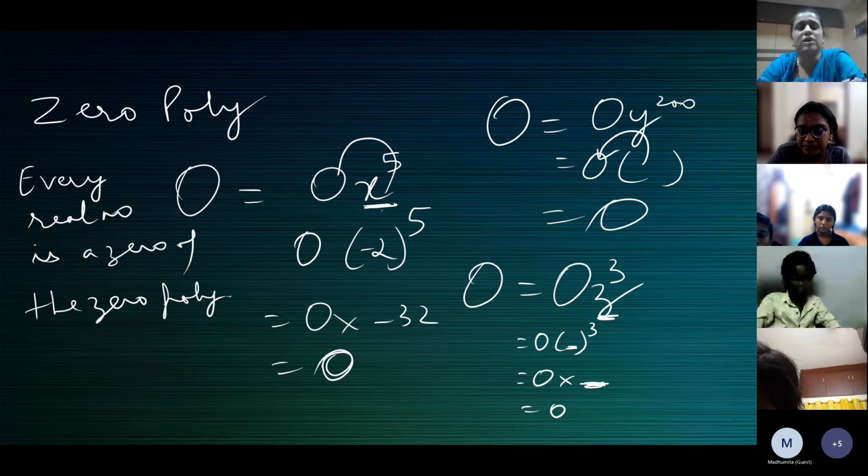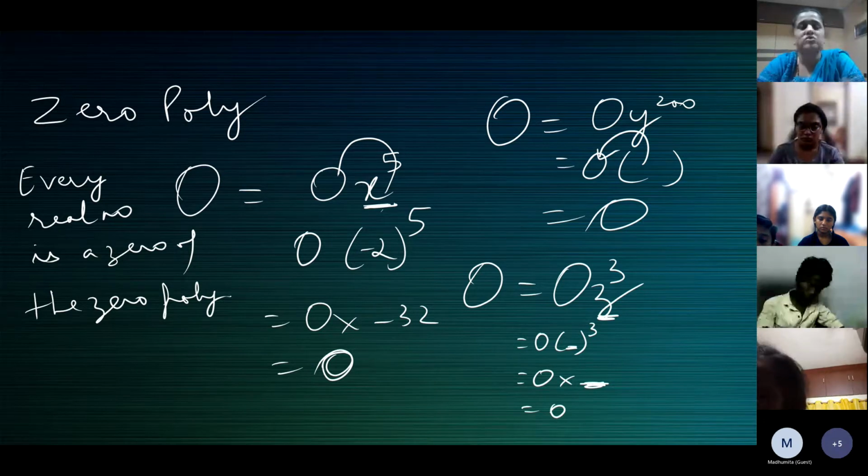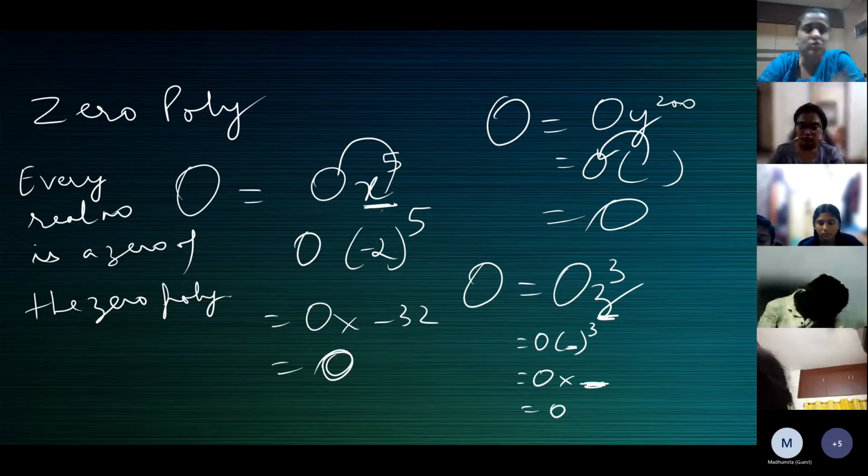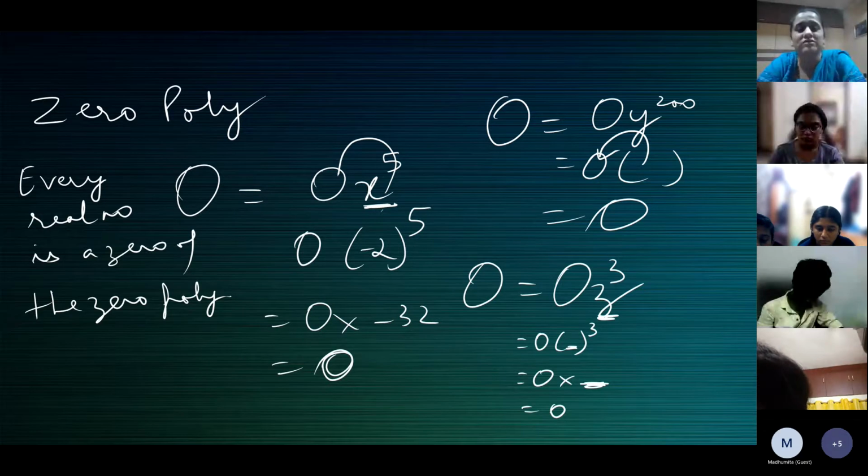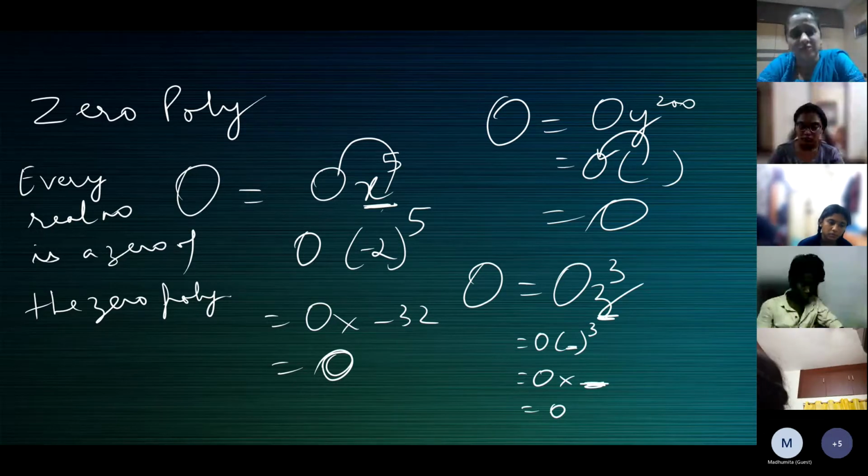10 is a constant and 10 will be 10 always. Whatever is a constant will remain the same. If it's -5, it's going to be -5. So a constant polynomial has no zeros. The degree of a constant polynomial is 0 and it has no zeros. For a zero polynomial, the degree is not defined because it has so many degrees. It doesn't have a unique answer. But every real number is a zero of the zero polynomial.